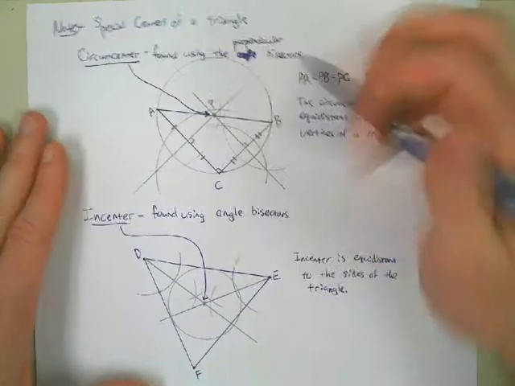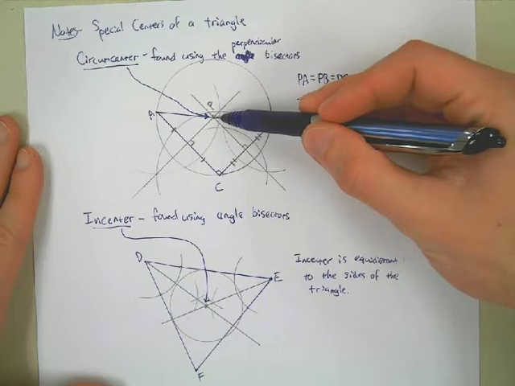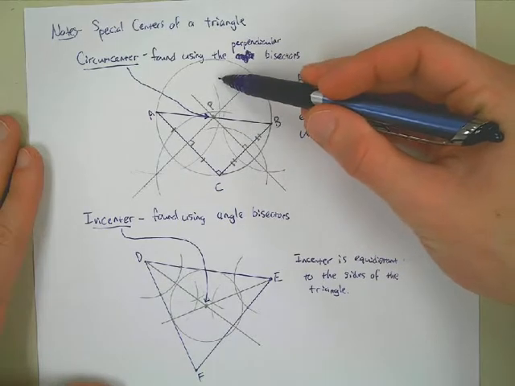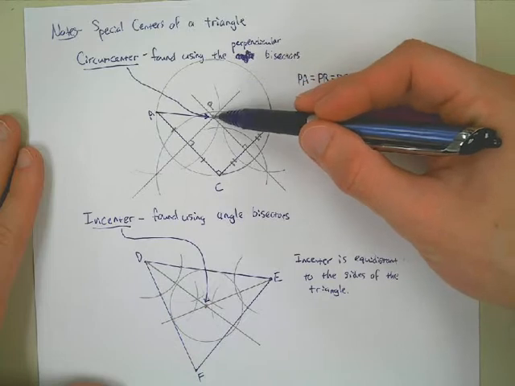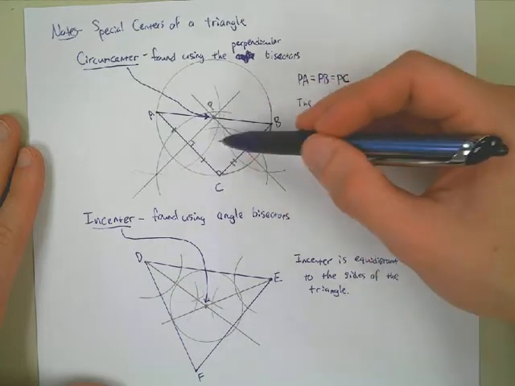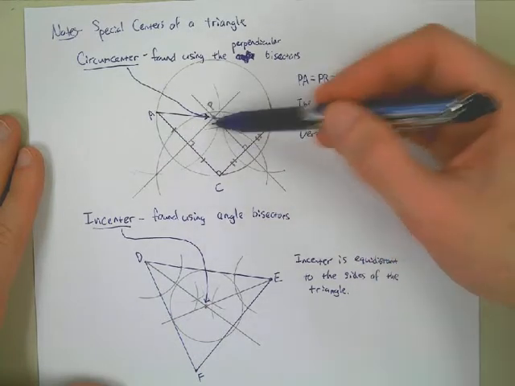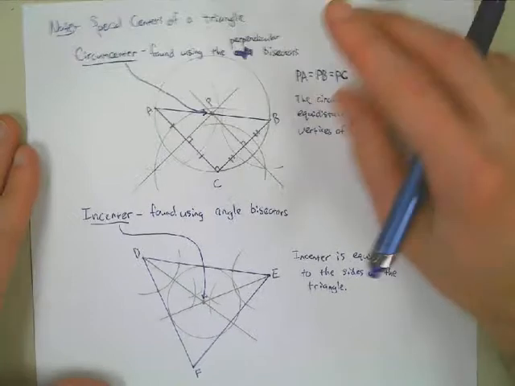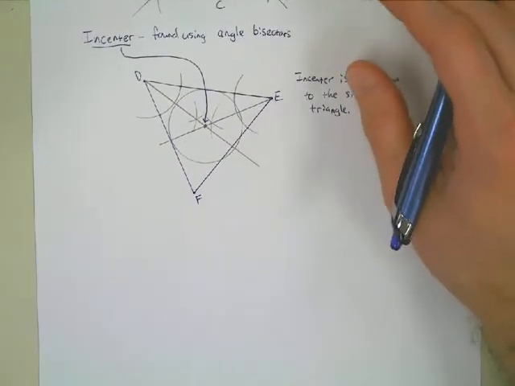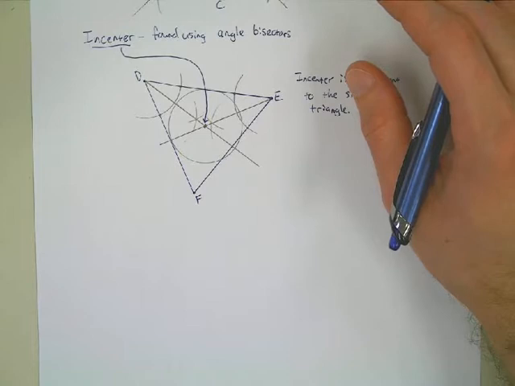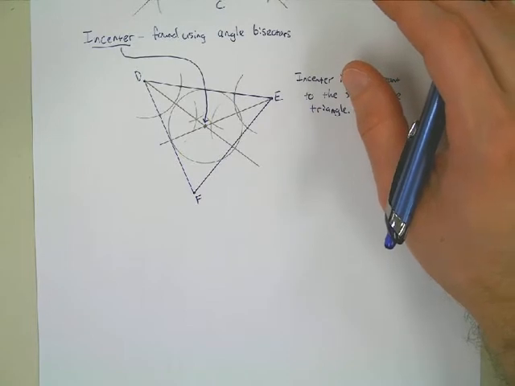Remember, the circumcenter could be outside of our triangle. We saw that happens with obtuse triangles. The circumcenter could be on the triangle. That happens with right triangles. And the circumcenter could be inside the triangle. That happens for acute triangles. For the incenter, just a real quick question here: will all three of those options be possible?